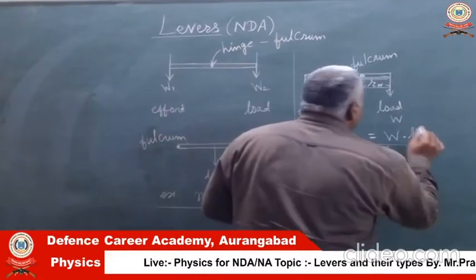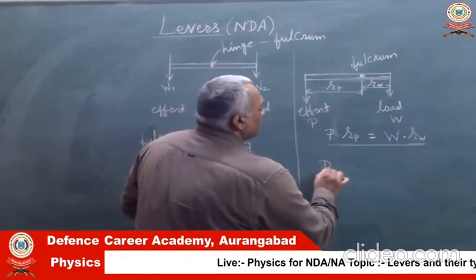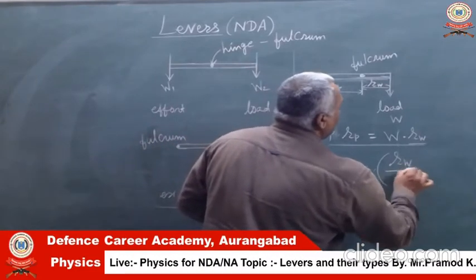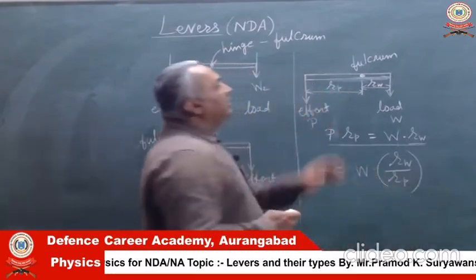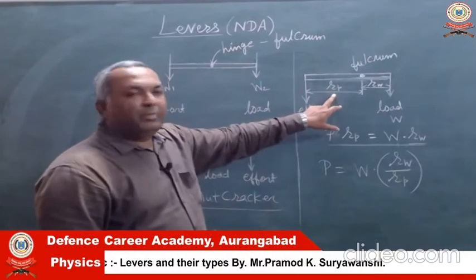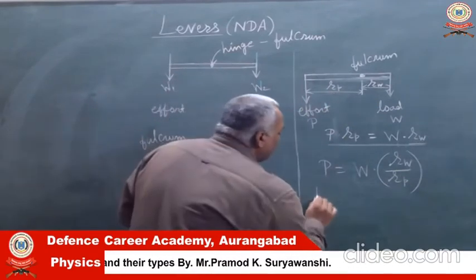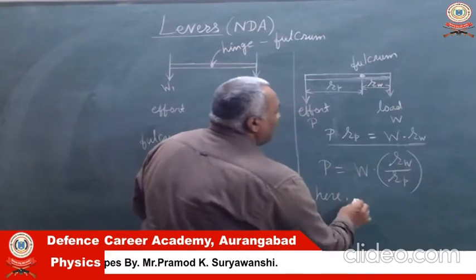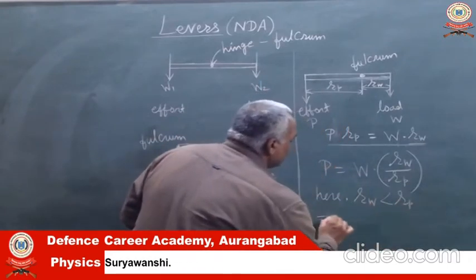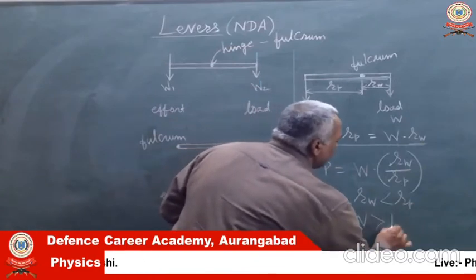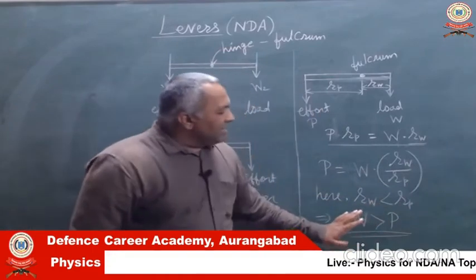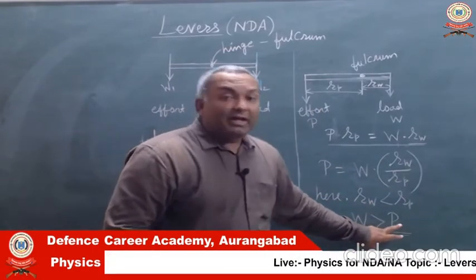Now, if we rearrange this equation, we get P equal to W times (RW divided by RP). Now, look at the diagram. It is very clear that RW is smaller, RP is greater. So, we can apply the condition that RW is less than RP. This implies W is greater than P. Now, what do you mean by that? By this, we mean that load is greater than effort.